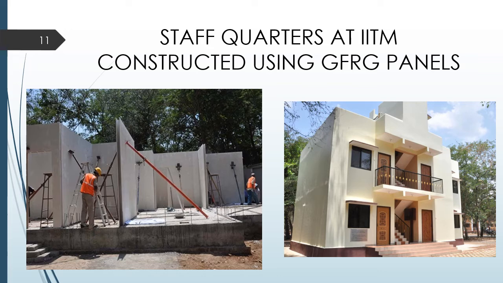The first figure shows the stage of construction, that is after the erection of GFRG panels, and the second figure shows the completed staff quarters at IIT Madras, which was constructed using GFRG panels. As you can see, there is not much difference between the building constructed using GFRG panels and the conventional building. Most of the staff quarters at IIT Madras have been developed using GFRG panels.